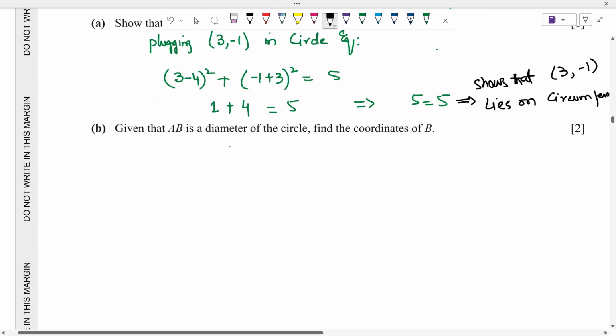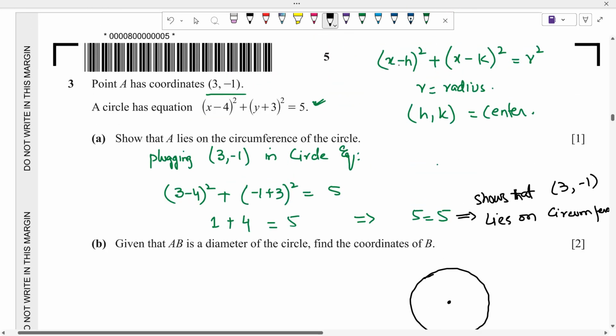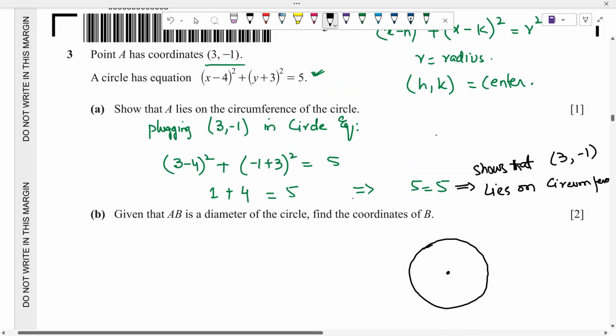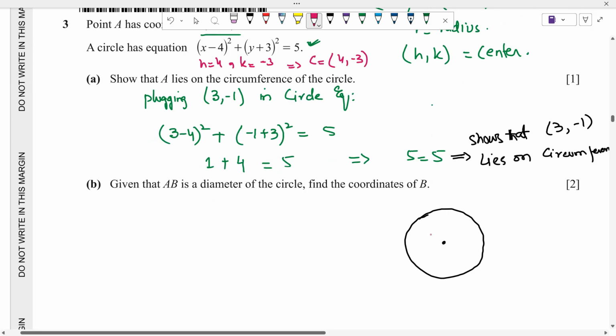Let's move to part B. Given that AB is the diameter of the circle, find the coordinate of B. Okay, this is the circle and this is the center, which is (h, k). So in this case, h is 4 and k is negative 3. So we can say that the center is 4 comma negative 3.